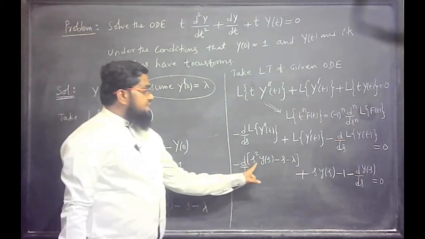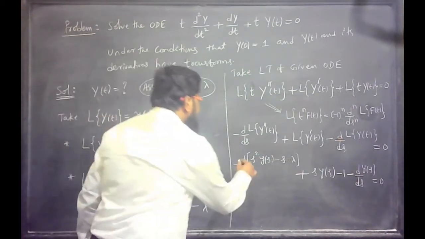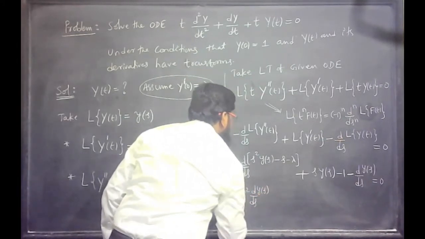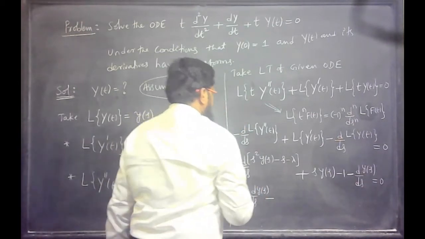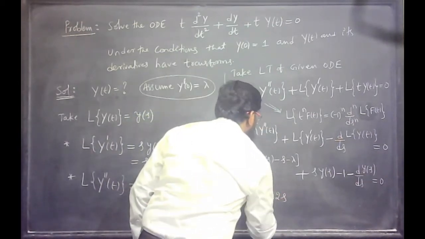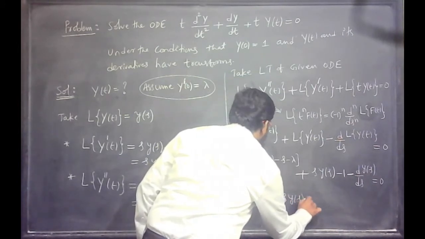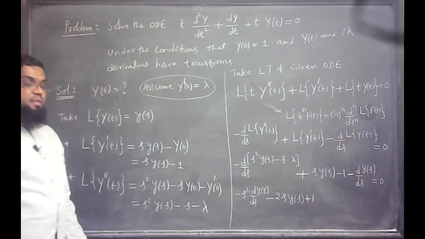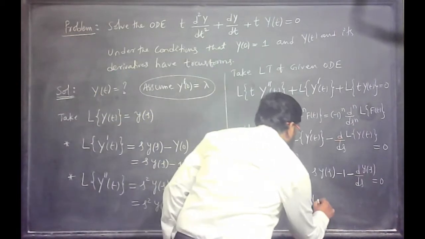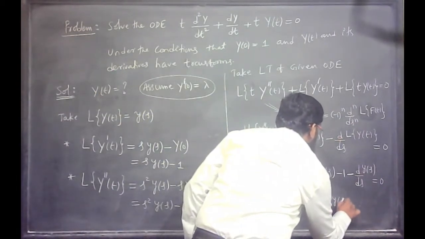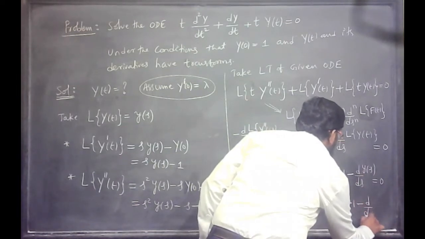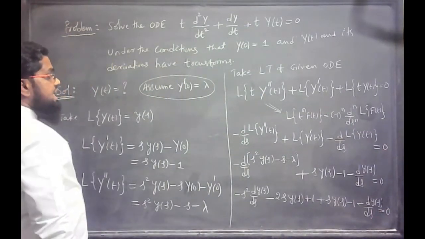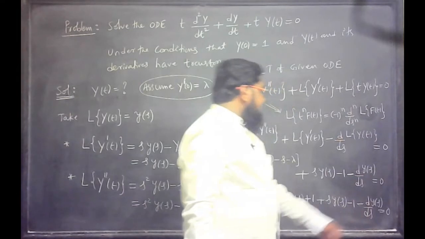Now you differentiate this. So we need to follow the product rule. That is minus s square into d by ds of y of s, then minus 2s into y of s. Minus minus will be plus 1. Then lambda is a constant whose differentiation will be 0. Then plus s into y of s minus 1 minus d by ds of y of s is equal to 0. Now you see here plus 1 is there, minus 1 is there, cancel.